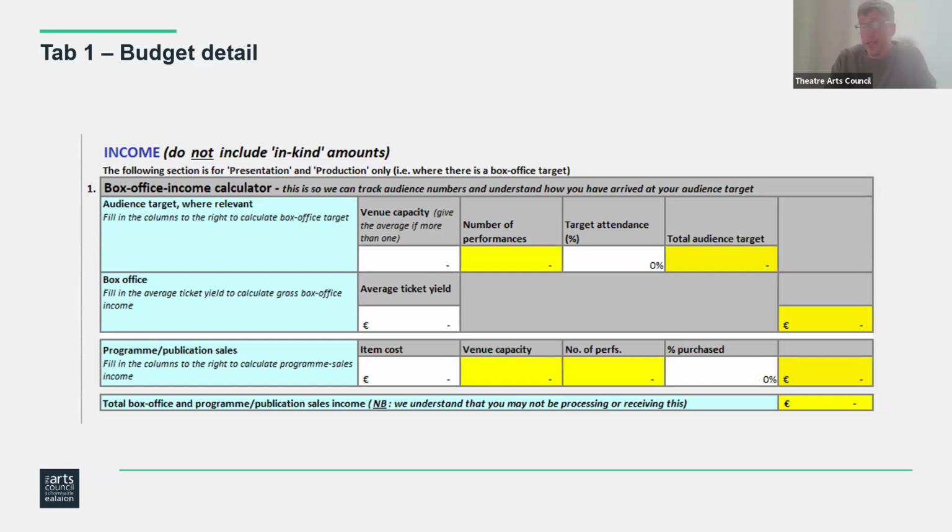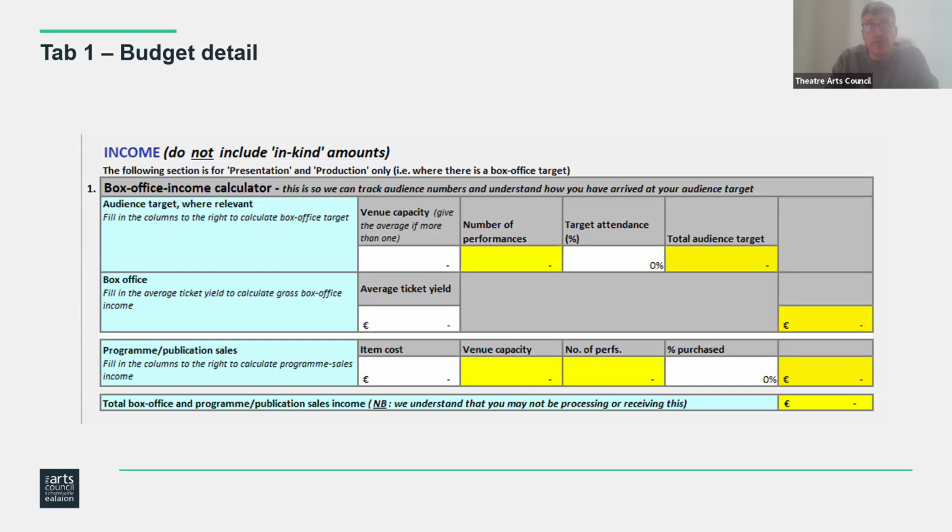The number of performances, like I said, will be pulled in from the numbers section above that we just covered. And then you give yourself a percentage of your target audience. This section is only for presentations, so it's only for strand three and four. If it's strand one or two that you're applying for, this isn't relevant to you, so don't worry about it.